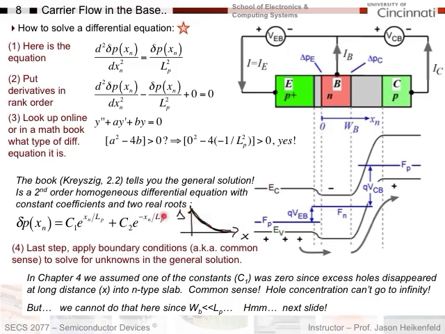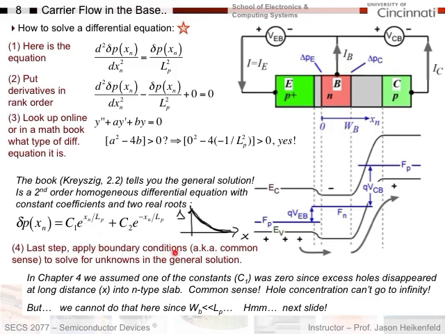So I applied common sense. I know that this must be a solution. I know that this is not a solution, because if this was a solution, it would say that as you keep going further with distance x, your holes go to infinite concentration. Well, I know there's no such thing or material of semiconductor where if I increase distance x, the hole concentration increases indefinitely. And so back in Chapter 4, we assumed that C1 was equal to 0. I could eliminate this term using common sense type principles, also known as boundary conditions.